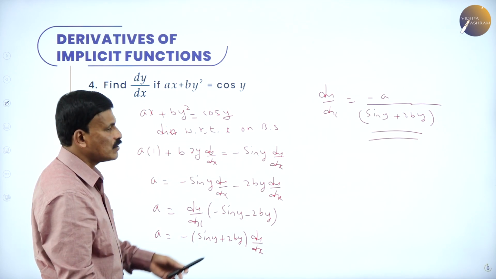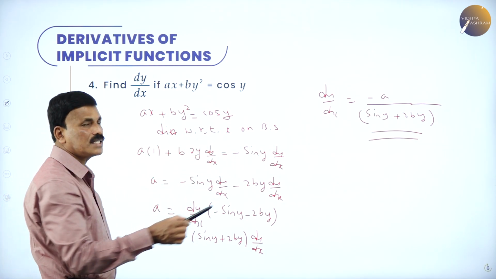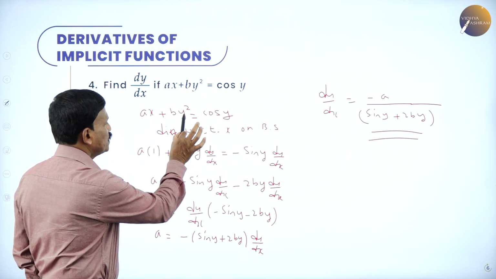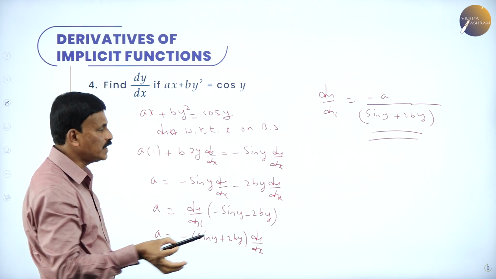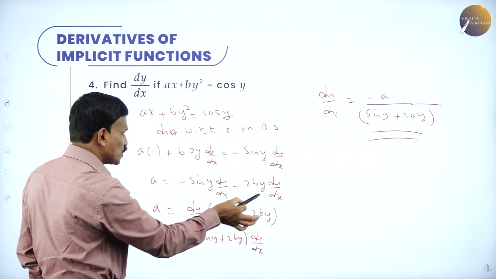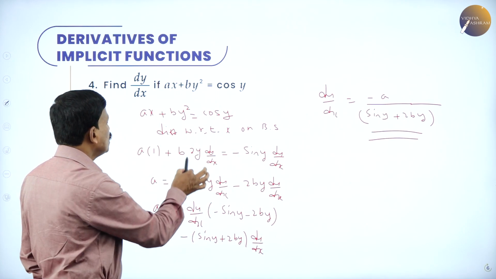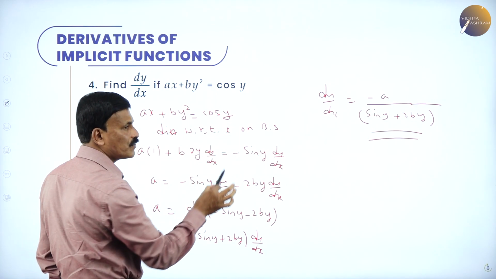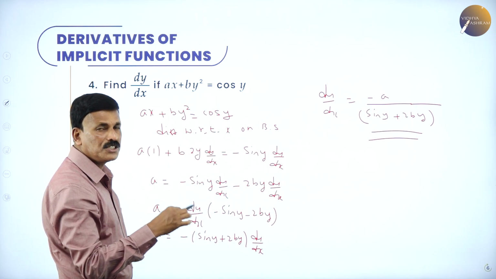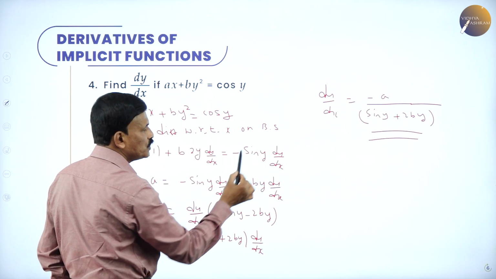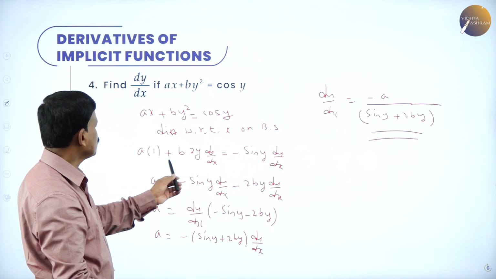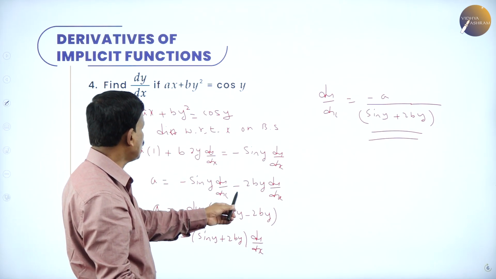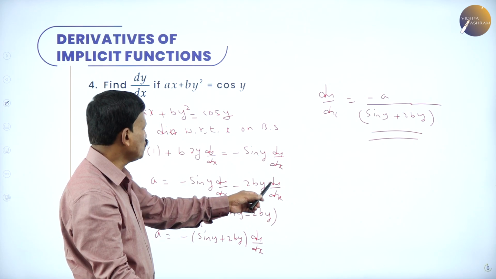So what is given? ax plus by square is equal to cos y. Differentiating with respect to x on both sides. a into differentiation of x is 1, plus b into differentiation of y square is 2y dy by dx, because we are differentiating y with respect to x, it's a function of a function. Again into dy by dx. Again this is also a function of a function. Derivative of cos y is minus sin y into dy by dx. So just transfer this b into 2y to the right hand side. Then minus sin y dy by dx minus b into 2y is 2by dy by dx.